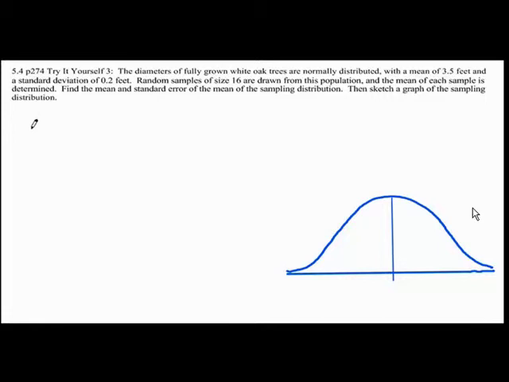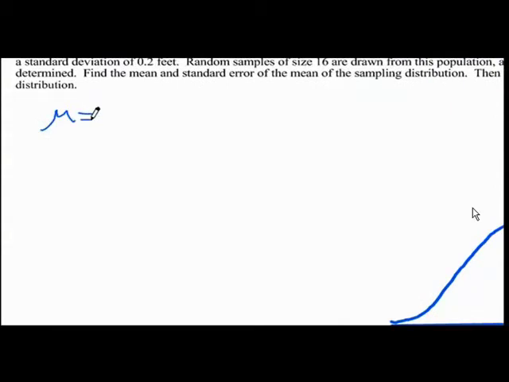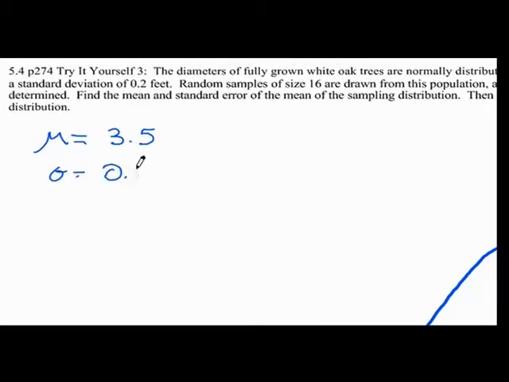So what we're given, first, let's start with that, is the mean, which is 3.5 feet, and the standard deviation, 0.2 feet, and then we've got a sample size, n, which is 16. And so we're trying to find our mu sub x bar first, which is just the same thing as the mean. And so that's just going to be 3.5.